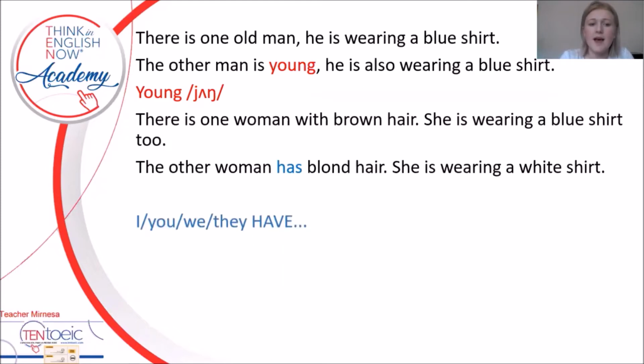With persons I, you, we, and they, we say have. I have, you have, we have, and they have. But with third person singular, he, she, and it, we always say has. He has, she has, and it has.